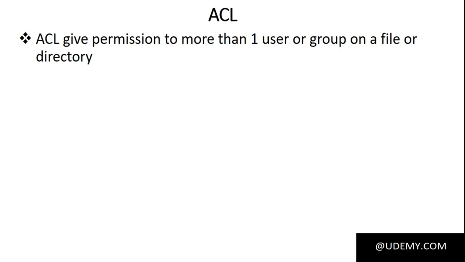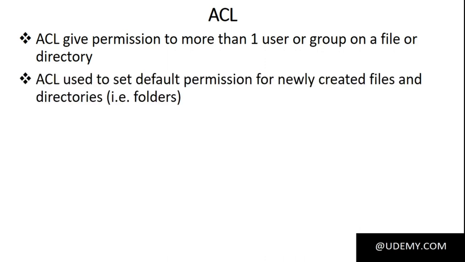ACL stands for Access Control List. Let's see why it is so important and why you should learn it. Access control lists give permissions to more than one user or group on a file or directory. Normally, a file has only one user who is the owner of the file and one group, the group owner of the file. But with access control lists, you can grant many permissions to one group and a little bit less permissions to another group. Also, access control lists can be used to set default permissions for newly created files and directories.